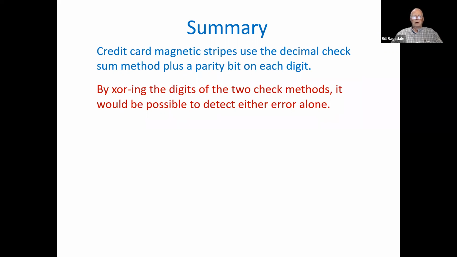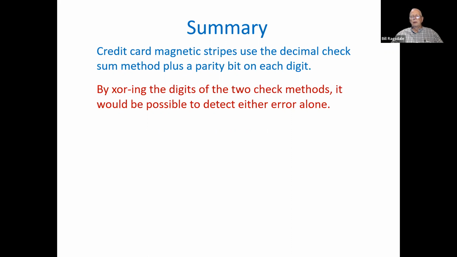I rate this magnetic stripe technique as rather good, not terribly robust, but it's been in use in credit cards for the last 50 or 60 years. I'll make another observation to extend this a little bit. If we have our two, both position and digit error checksums, if we XOR those together, we will now get a dual comparison between the two methods.